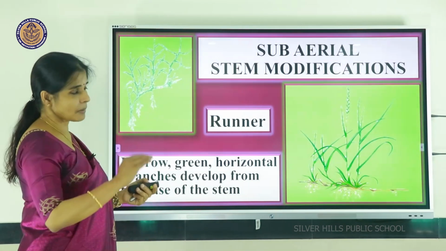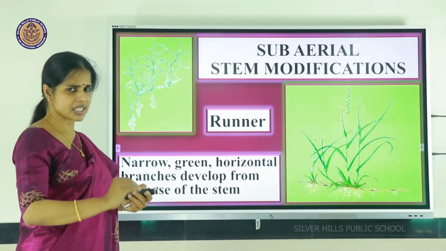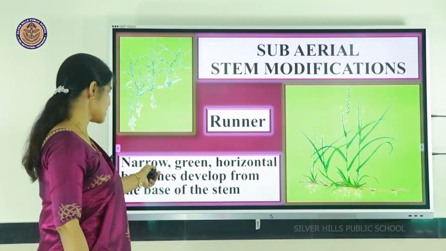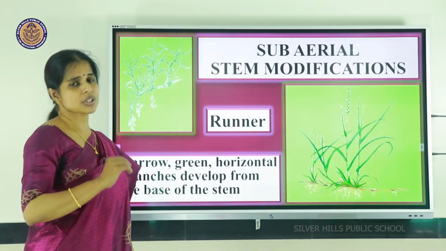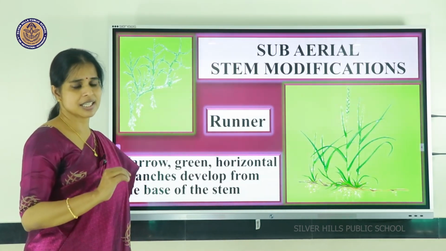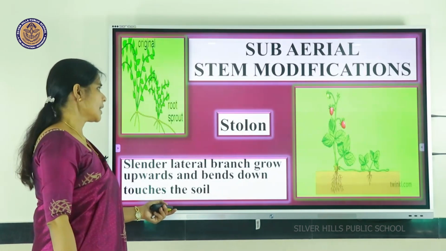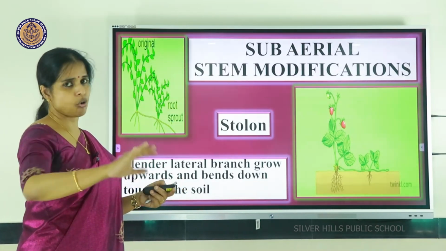Next is subaerial modifications, that is the ground region. Above the ground, when the stem is rising, immediately the stem is growing. The weak stems are present and they grow horizontally, running over the soil. So, they are generally known as runners. It is again a stem modification which is spreading over the soil.